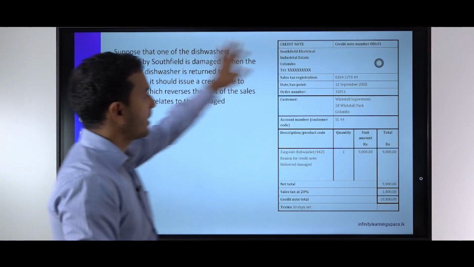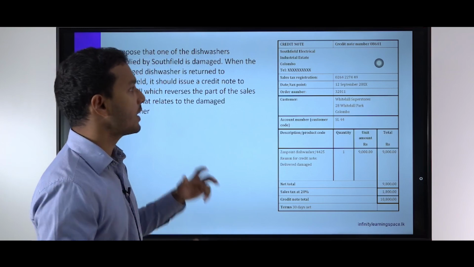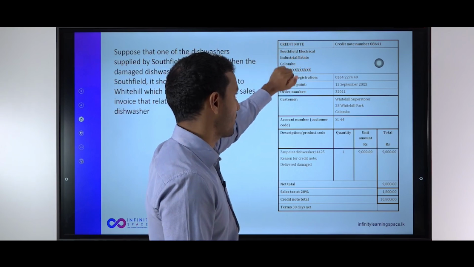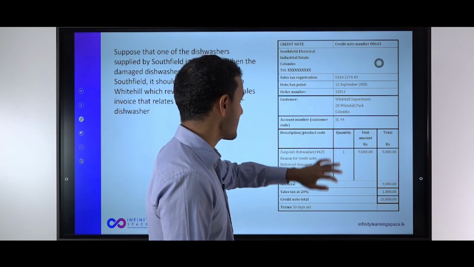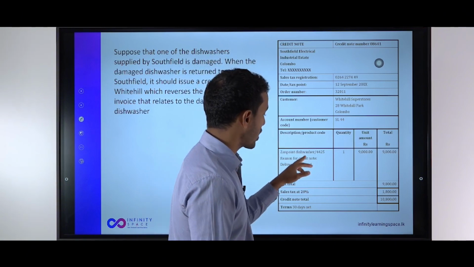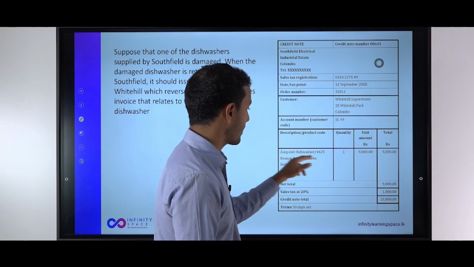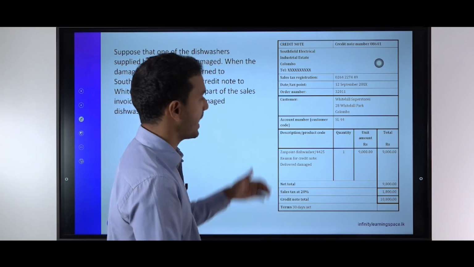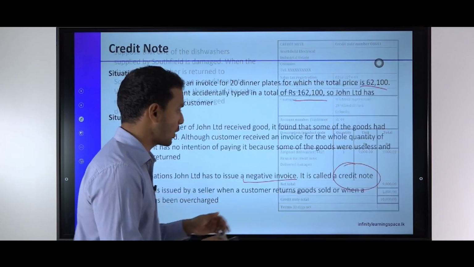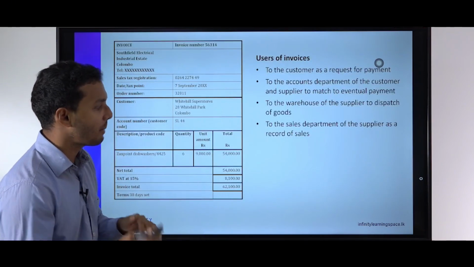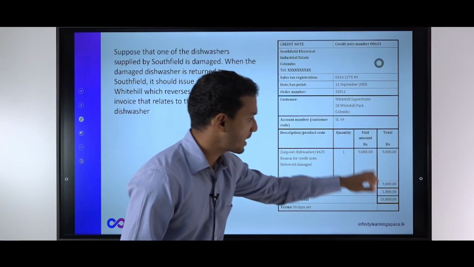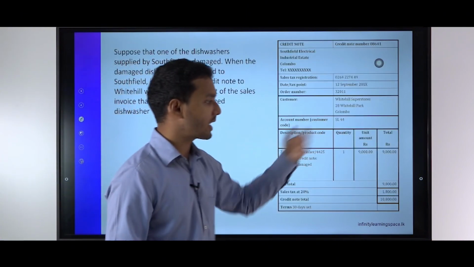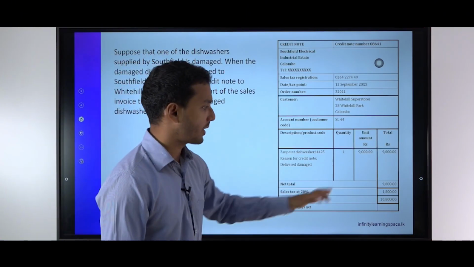So to do that, Southfield uses a credit note. You can see the credit note. There's a credit note number, then the details of the supplier, the date, customer details, and then here it says one dishwasher. Why is it being returned? Reason for credit note: delivered damaged. So the customer is returning it to the supplier, and the supplier has to issue this document saying, I know I issued a document for 62,100, but you don't have to pay that entire amount. Just deduct this 10,800 from that amount, and that's what you have to pay me because you returned a damaged good.